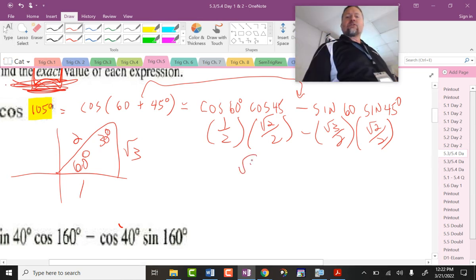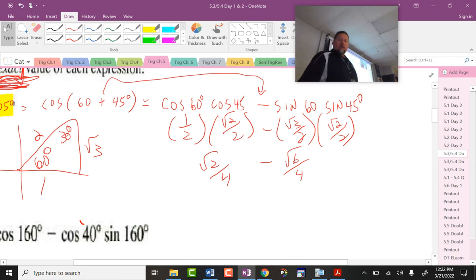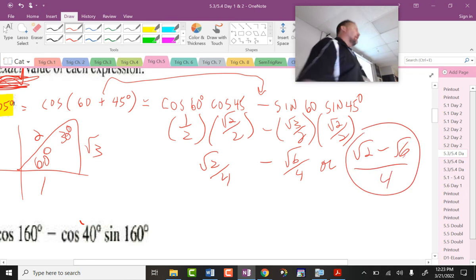All right, so this is root 2 over 4 minus root 6 over 4, not root 5. Root 3 times root 2 is root 3 times 2, root 6. And then you can write this as root 2 minus root 6 over 4. One common denominator, one answer. That's usually how the final answer is written.